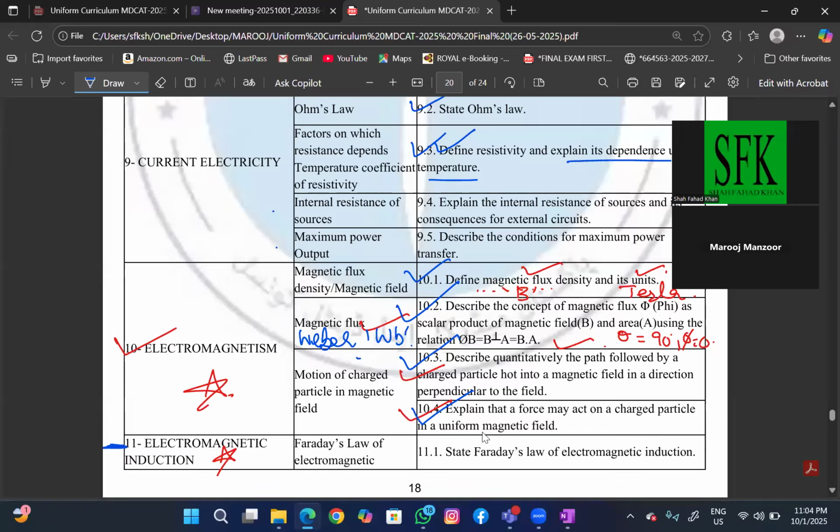In most cases, the charged particle enters perpendicularly to the field. That's why theta is 90 and sine of 90 is 1. So in the majority of cases, the force can be calculated only by using BQV. You don't need to worry about the sine theta in most cases. Understood?